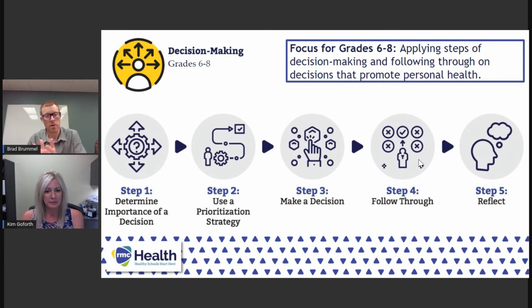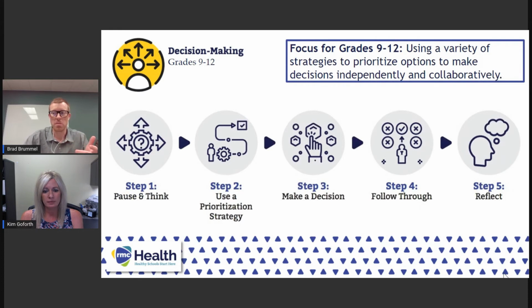Then we're going to prioritize, pick a strategy, and make that decision. We're going to follow through on the decision. And then most importantly, we're going to reflect so that we can learn from that decision. If we don't take the time to reflect, we're really missing out on a powerful opportunity. As we move to high school, like I mentioned, the only difference is step 1. We're expecting that to become pretty natural for a high school student, to know if it's an important decision or if it's something that they need help with.